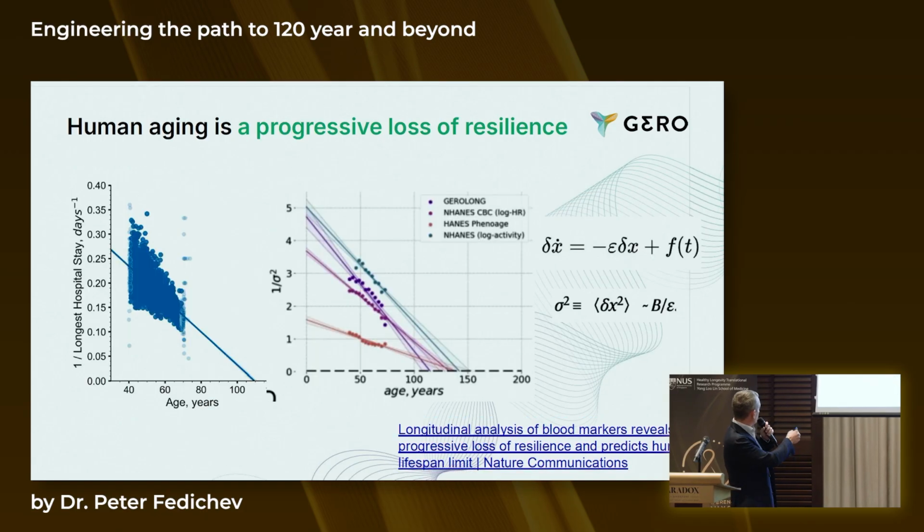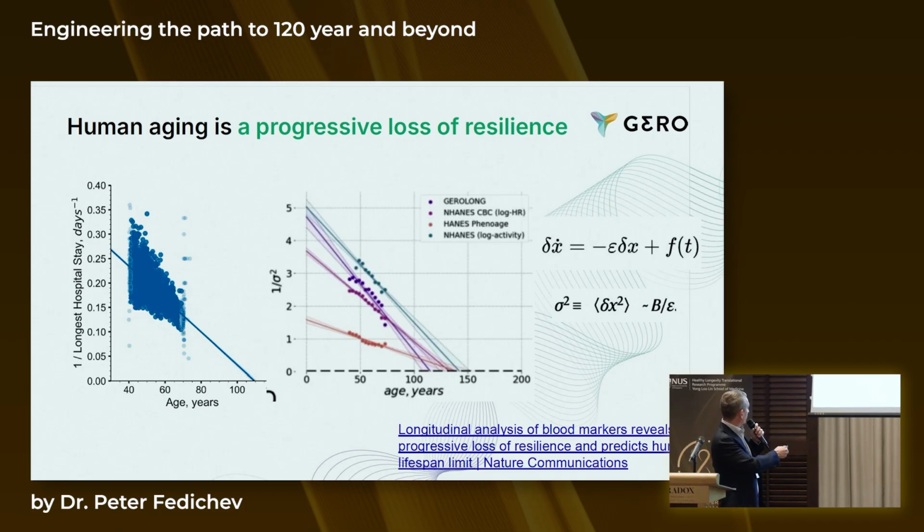This is an inhuman way to measure the autocorrelation function. This is inverse hospital stay. This is another way to measure resilience. The recovery time, as you can see, is going down as we age, linearly, and hits zero at 110, 120, as Uri suggested.